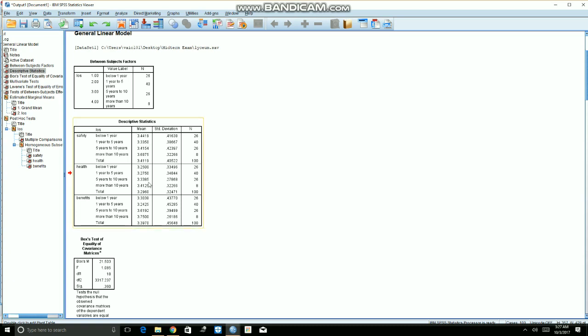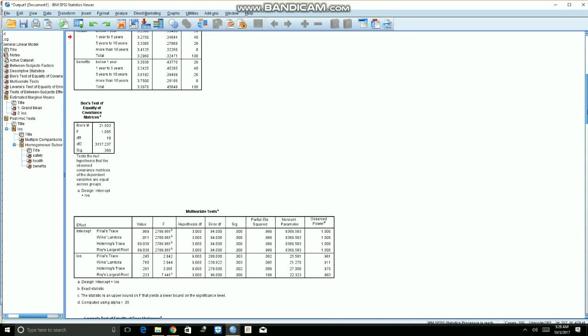In the variable health, the highest mean is from more than 10 years, at 3.4125, and the lowest mean is from below 1 year, at 3.25600. In the variable benefits, the highest mean is more than 10 years, at 3.7500, and the lowest mean is 1 year to 5 years, at 3.2425. As we analyze the data, the majority of more than 10 years have the highest mean, and the lowest mean is below 1 year, as they have a short time of experience in their job.